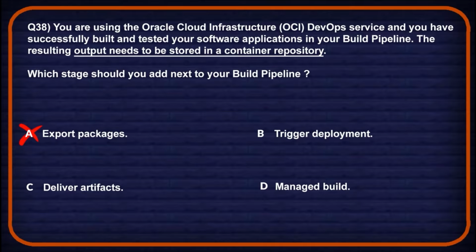Moving on to option C, deliver artifacts. The deliver artifacts stage pushes build output to a container or artifact repository for storage and deployment. So option C is looking like a good answer. Moving on to option D, manage build. The manage build stage is used for compiling and testing, not for storing or delivering artifacts. So option D is not a good answer. So option C will be the correct one.